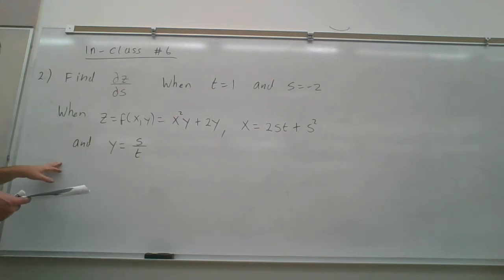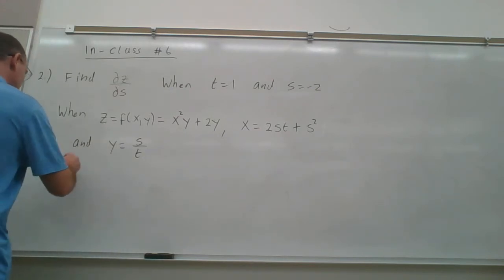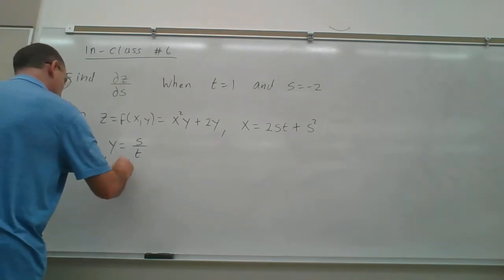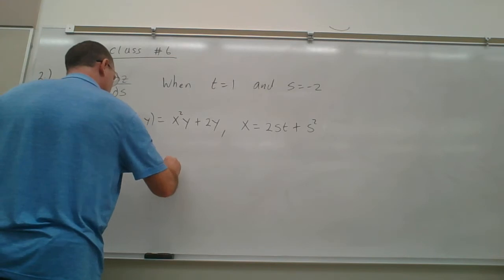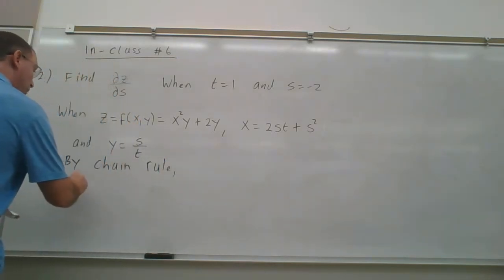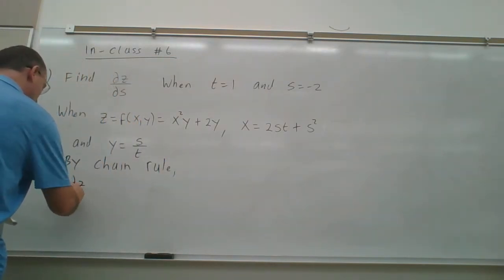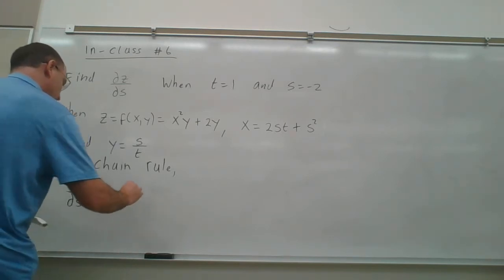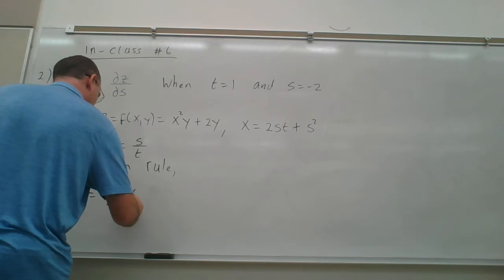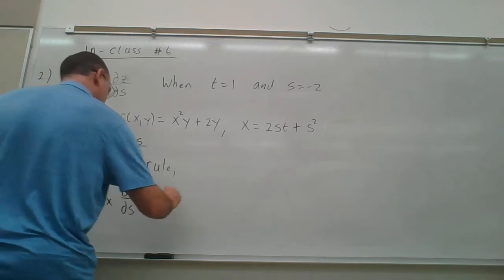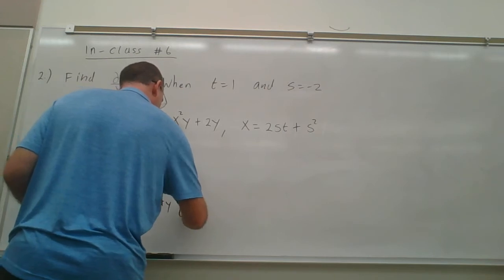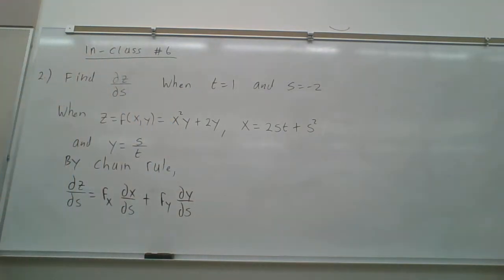So to do this, we're going to use a chain rule. So by chain rule, we have then partial z with respect to s will be f_x times partial x with respect to s plus f_y times partial y with respect to s. Okay, so we need to figure out these things.